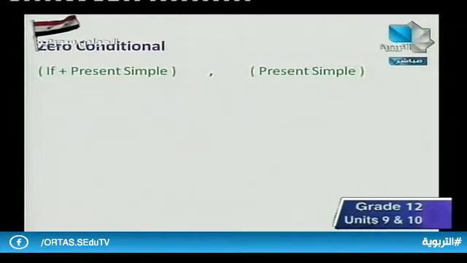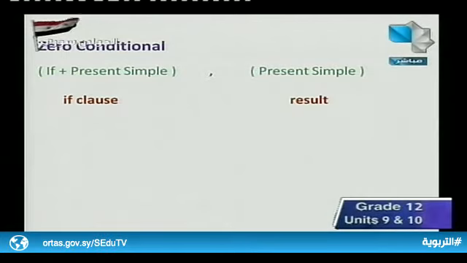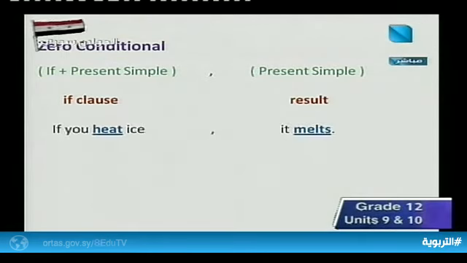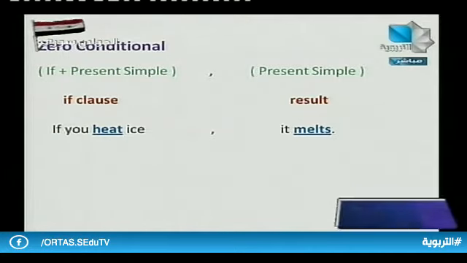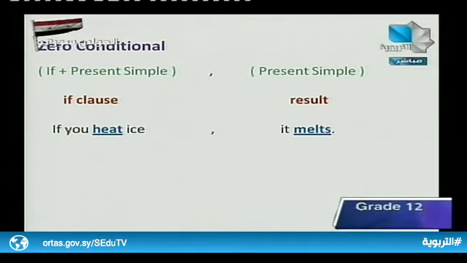We start with the if clause: if and present simple. The second part is also present simple because this is a general situation. So if the first part happens, the second part happens for sure. For example, if you heat ice, it melts. This is a fact, so there is no need to use will here. We call them zero conditionals.